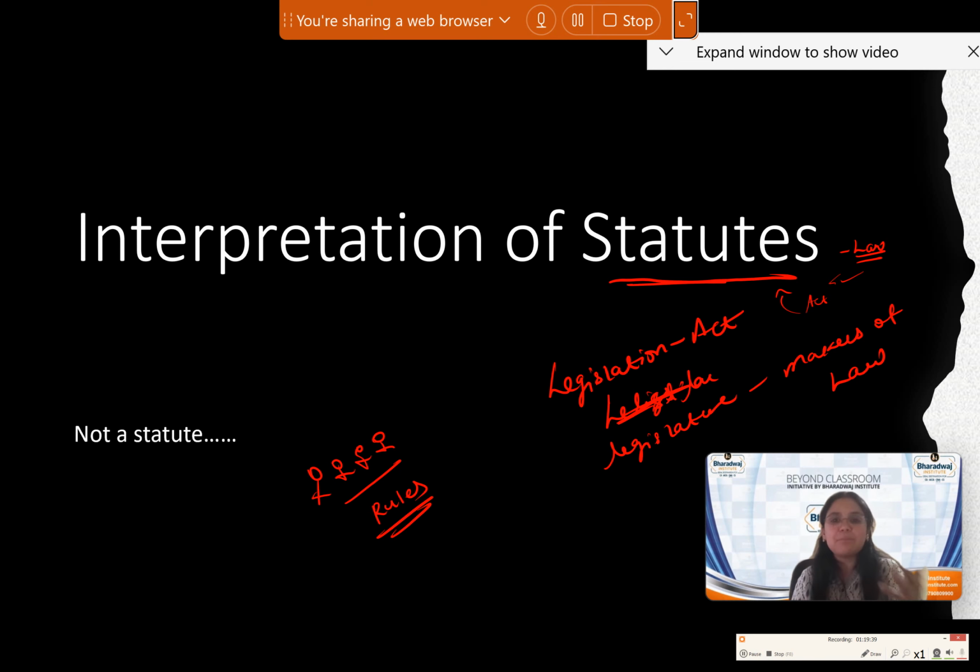We don't need to do that research. Somebody has already done the research. We are only following those footsteps. That is why interpretation of statute is a guidance tool for us to read the statute, and it is not a statute by itself. That's why I have given this caption. It's not a statute. It is something which tells you how to read a statute.